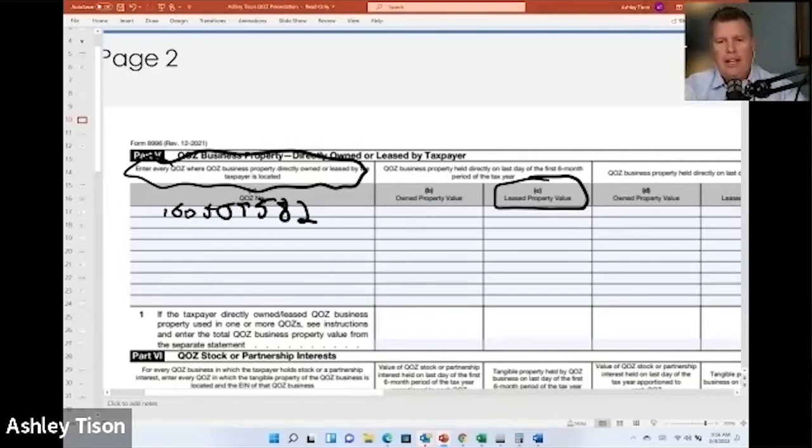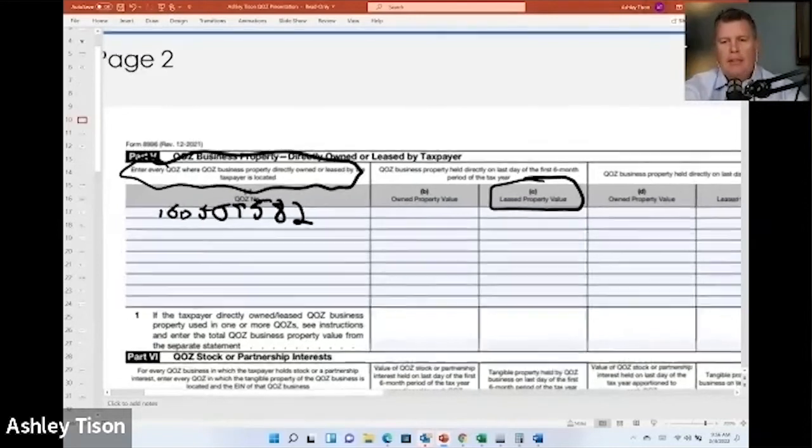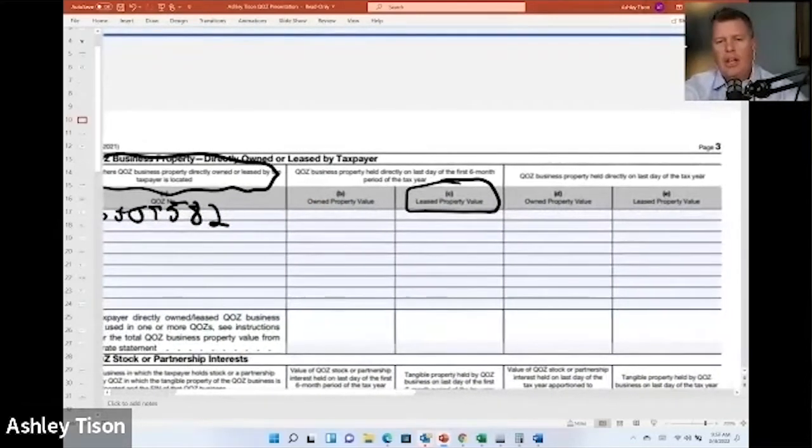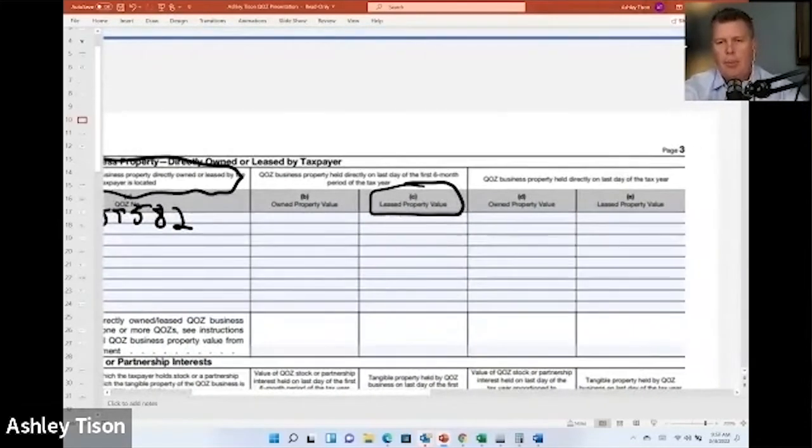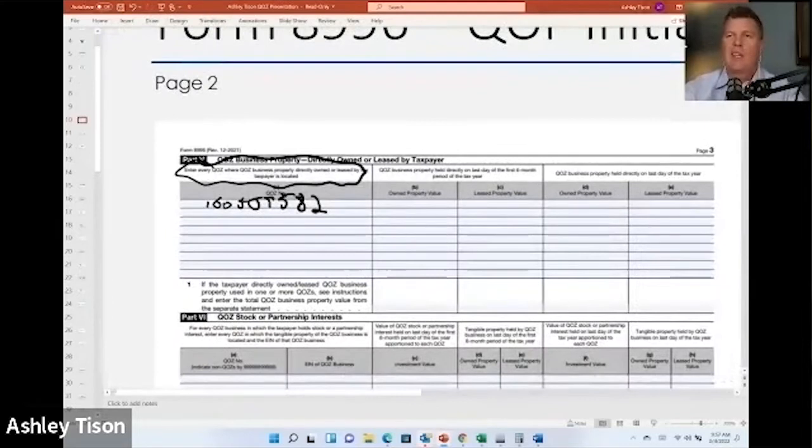So that's your owned property value or your leased property value, right, for this first 6-month test. And then relative to the second part of this, which is going to be at the year end, right? So year end wise, you're going to do the same thing. You're going to go through that same analysis. And then this is part 5. This is, once again, if it's owned directly by the Qualified Opportunity Fund.